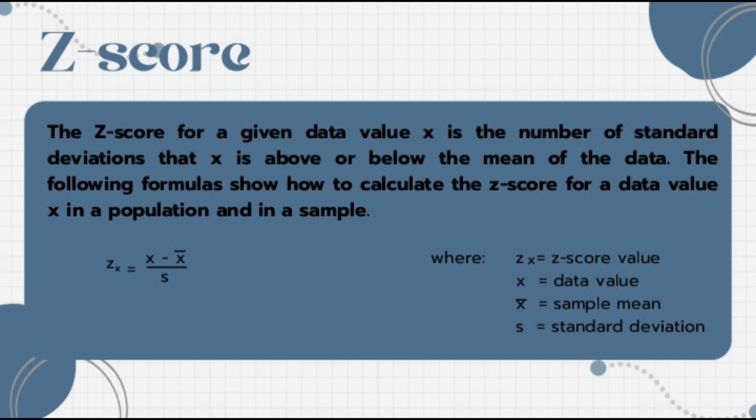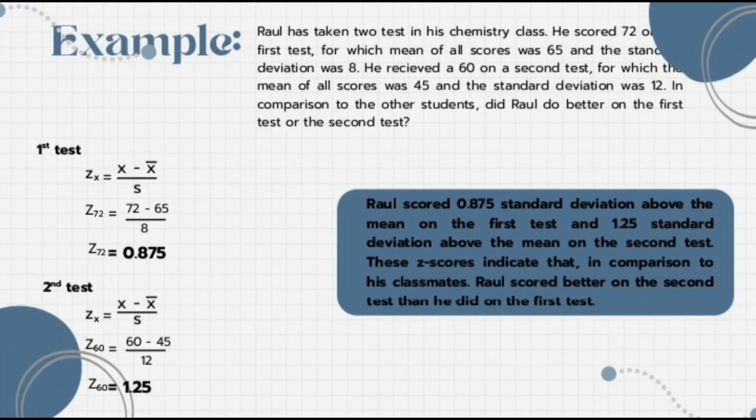The formula is z-score is equal to the data value minus the sample mean, divided by the standard deviation. So here's the example. Raul has taken 2 tests in his chemistry class. He scored 72 on his first test, for which the mean of all scores was 65 and the standard deviation was 8. He received a 60 on a second test, for which the mean of all scores was 45 and the standard deviation was 12. In comparison to the other students, did Raul do better on the first test or the second test?